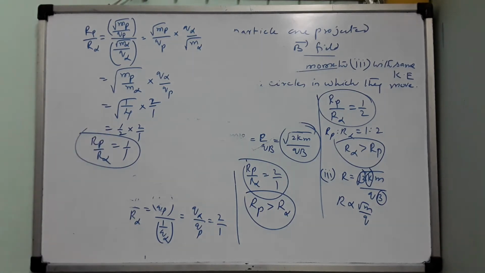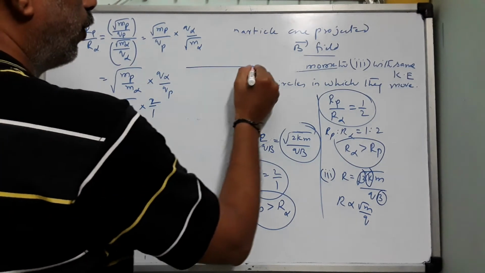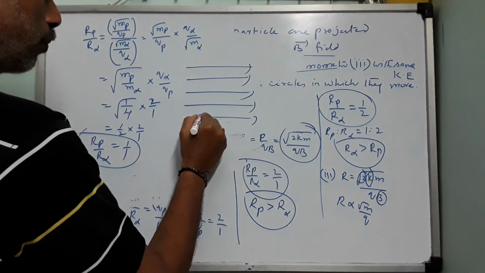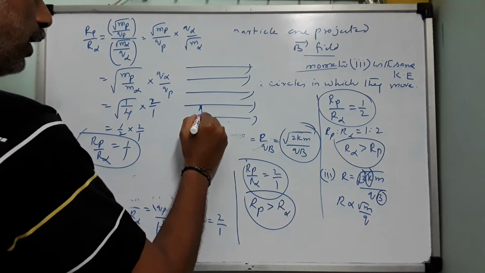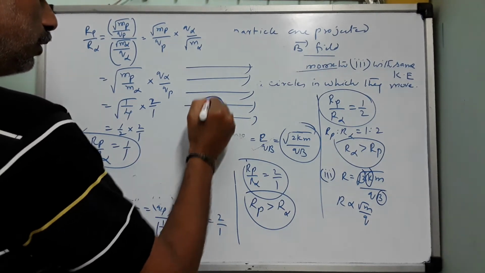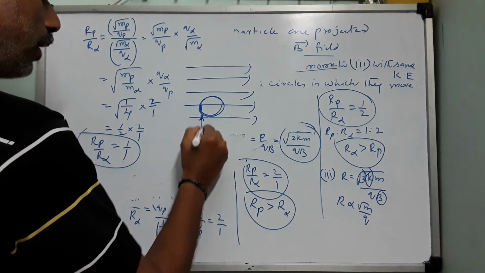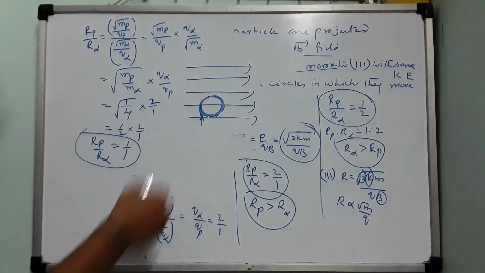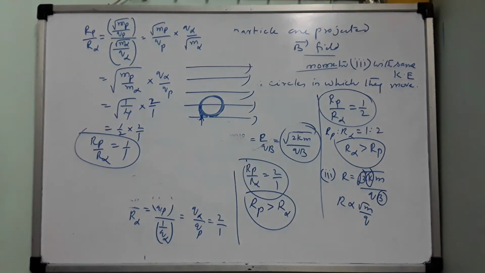See how beautiful this question is. One time the proton is taking a bigger circle, another time the alpha particle is taking a bigger circle, and another time both of them are moving in a circle of the same radius. Means if this is the magnetic field, okay, first you project the proton with the same kinetic energy, it will be moving like this. After 1-2 seconds, project the alpha particle, it will also keep moving in the same circle. First the proton will go, and the alpha particle will follow behind it.